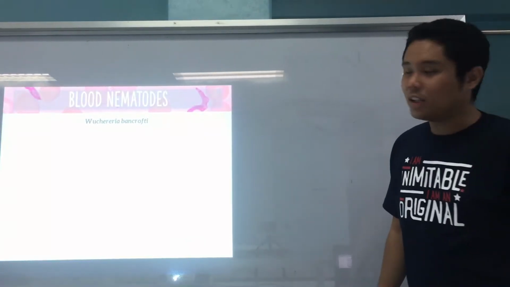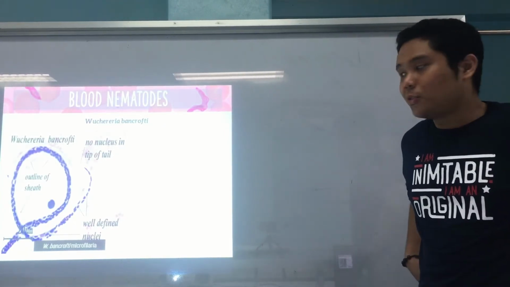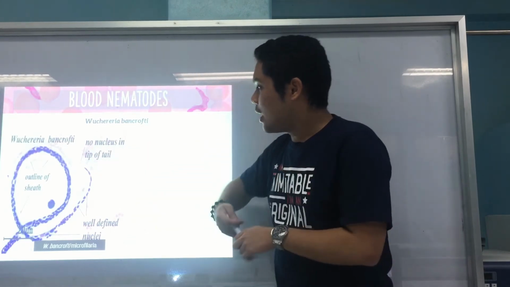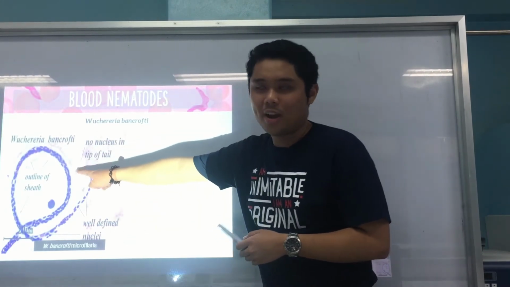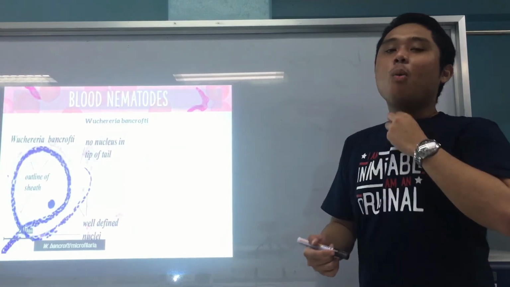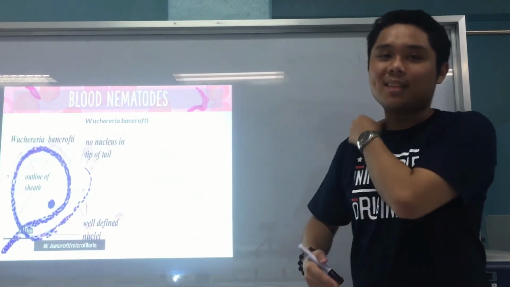Now we go to its appearance. So this is the microfilaria of your Wuchereria bancrofti. As you can see, this is the tail. Wala siyang abot until the tip. So Wuchereria, wala siyang nucleus sa tip sa tail.